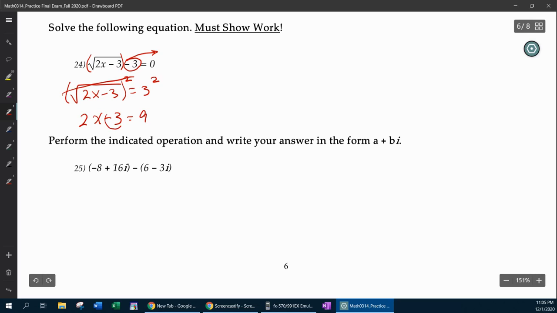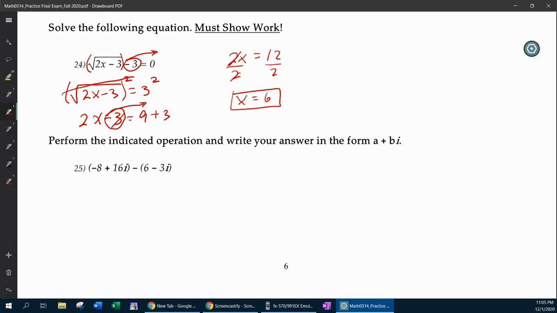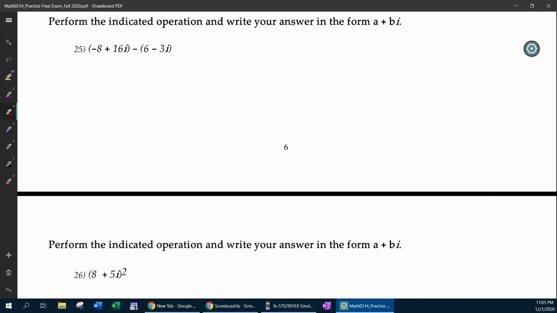And then 2 more steps and I'm done. Bringing the minus 3 over makes it a plus, which gives me 2x equals 12, and divide both sides by 2, x is 6. And again, you can plug that back into the original equation and check it. 25, perform the indicated operation, which is subtraction, which means that this negative needs to distribute.